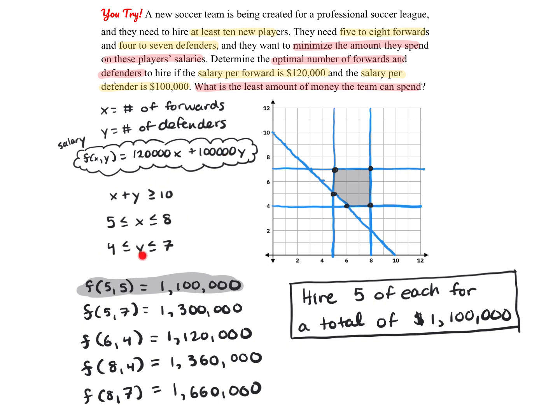Now we do have these constraints. X plus Y must be greater than or equal to 10. They must hire at least 10 new players. The forwards should be between 5 and 8, and they want between 4 and 7 defenders. So here's my feasible region. So I checked all 5 vertices, and I found that this was the minimum value. So they should hire 5 of each, and the least amount of money they can spend is $1,100,000.